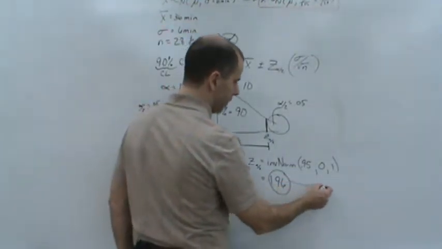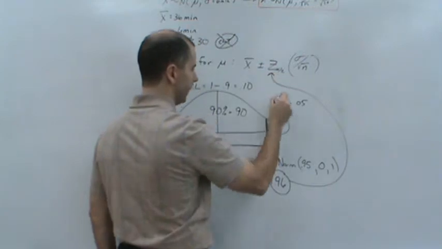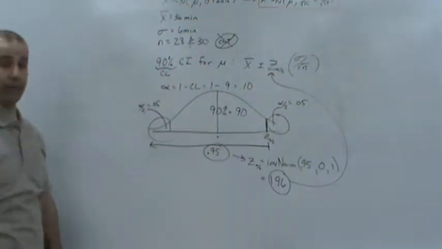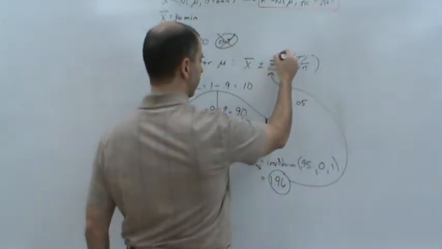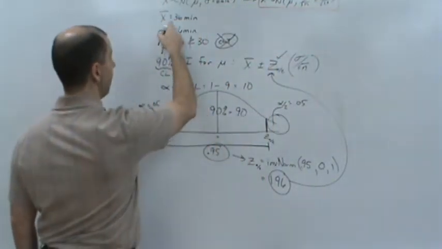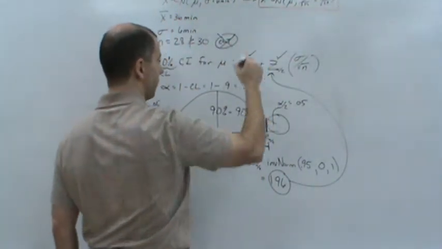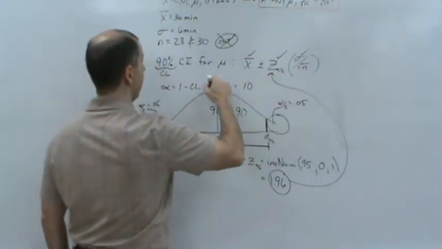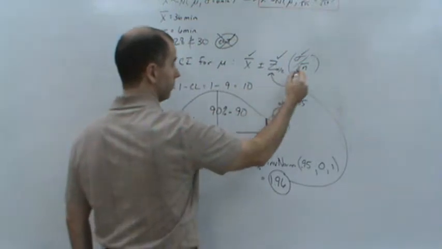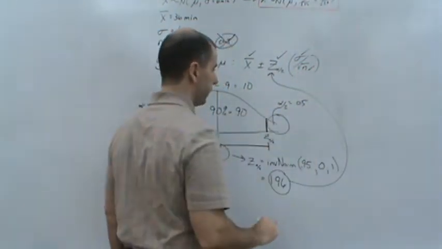So this goes right in there. Now, do we have everything we need? Yes, because we've got the z-score now. X bar we have as 36. We got that. Sigma we got as 6. Got that. N is 28. Got that.